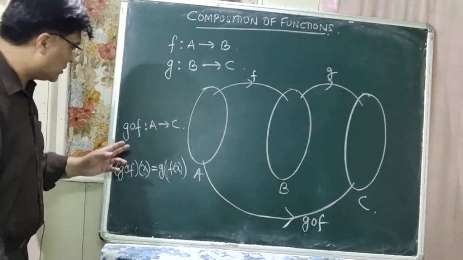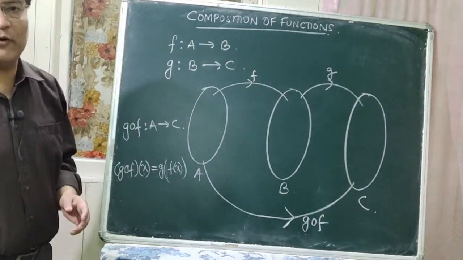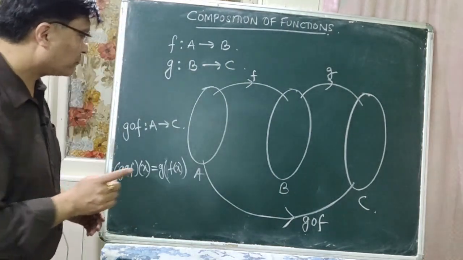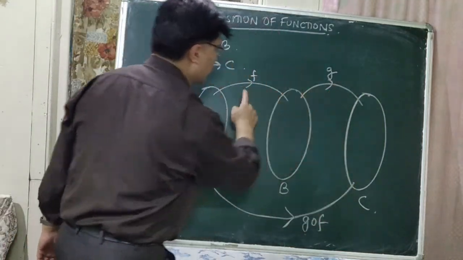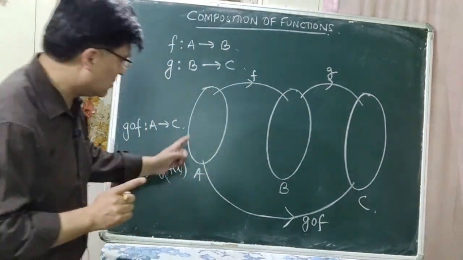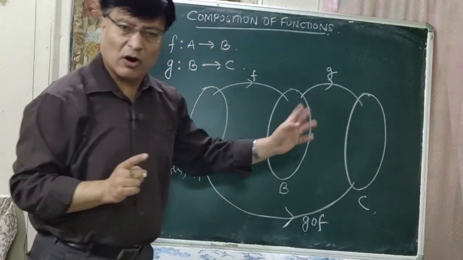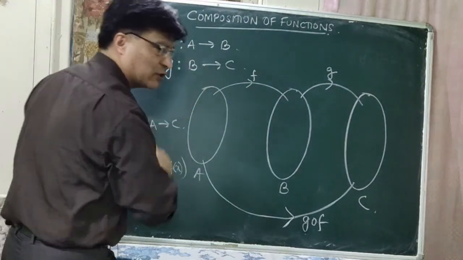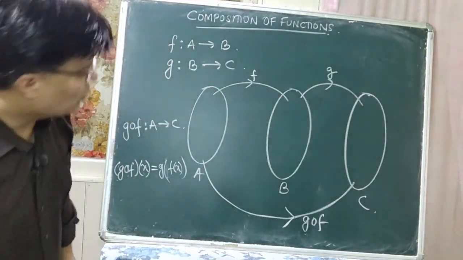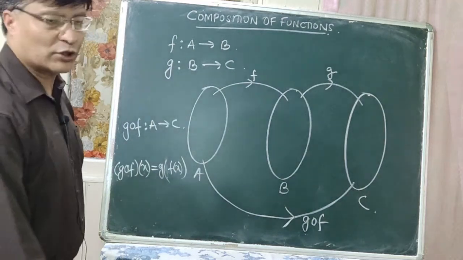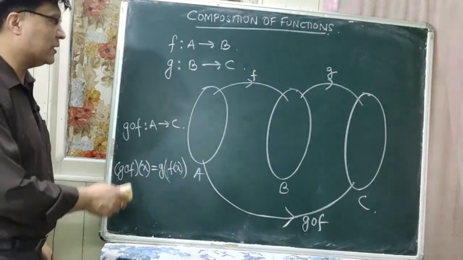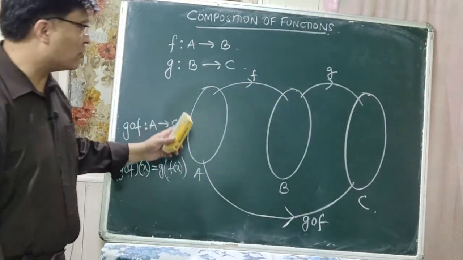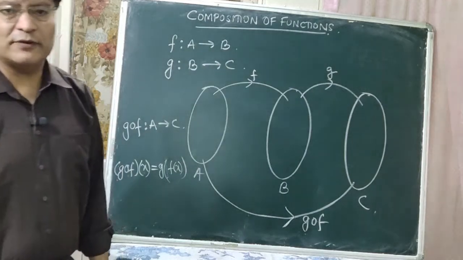Is that clear? This is known as the composition of the functions f as well as g. From A to C you have to write gof, not fog. The domain of gof is equal to the domain of the function f. Next, let us write down the definition of composition of functions. This is the pictorial diagram of composition of functions.